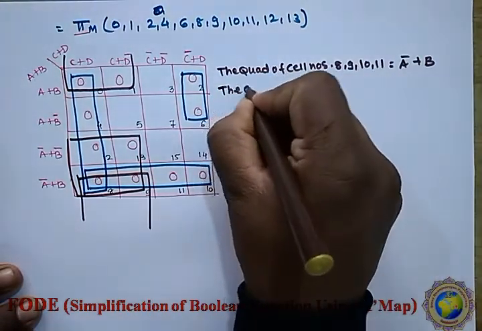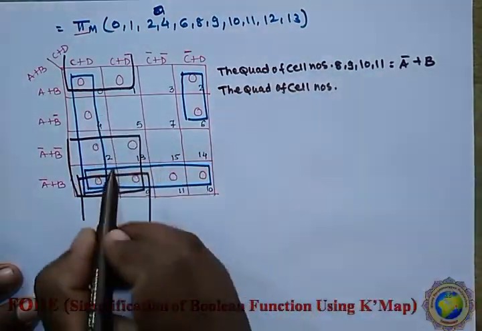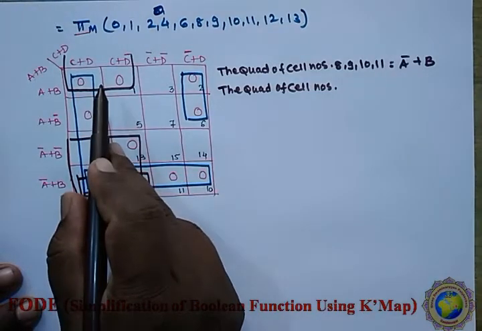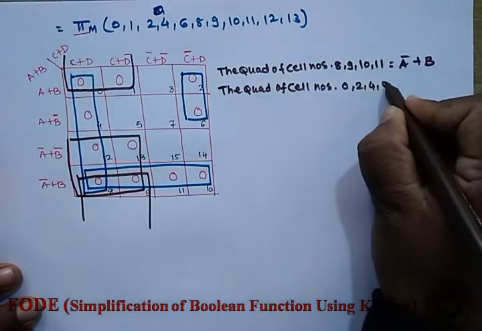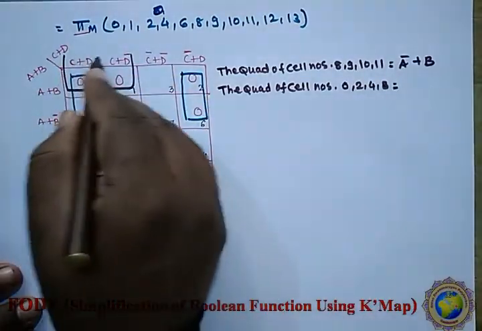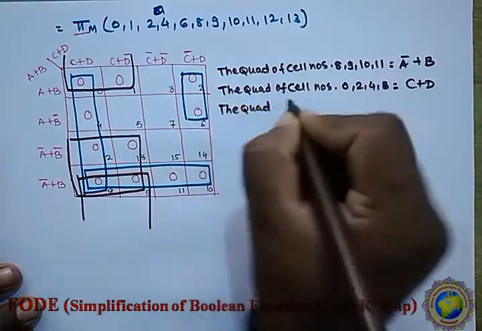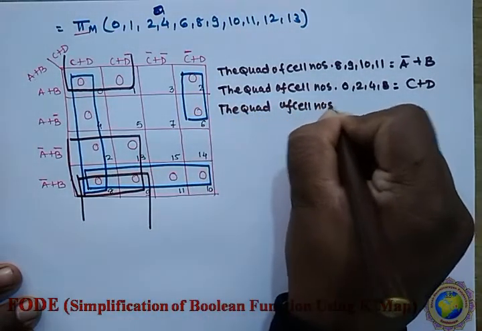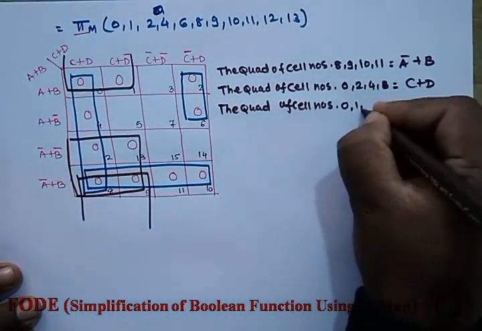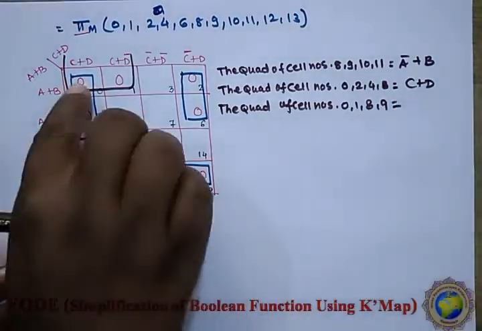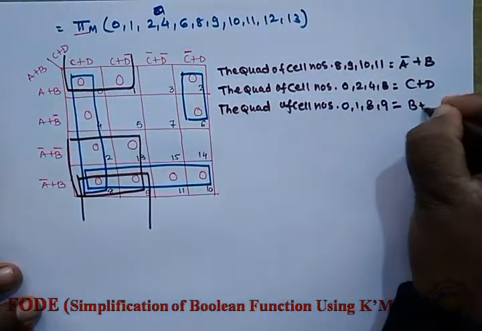Same, the quad of cell numbers 0, 4, 2, 8. So 0, 2, 4, 8, so it's C plus D. Then the quad of cell numbers 8, 9, 0, 1. So 0, 1, 8, 9. So these 2 and these 2, which is the common? So C is the common, B is the common. So it's B plus C.